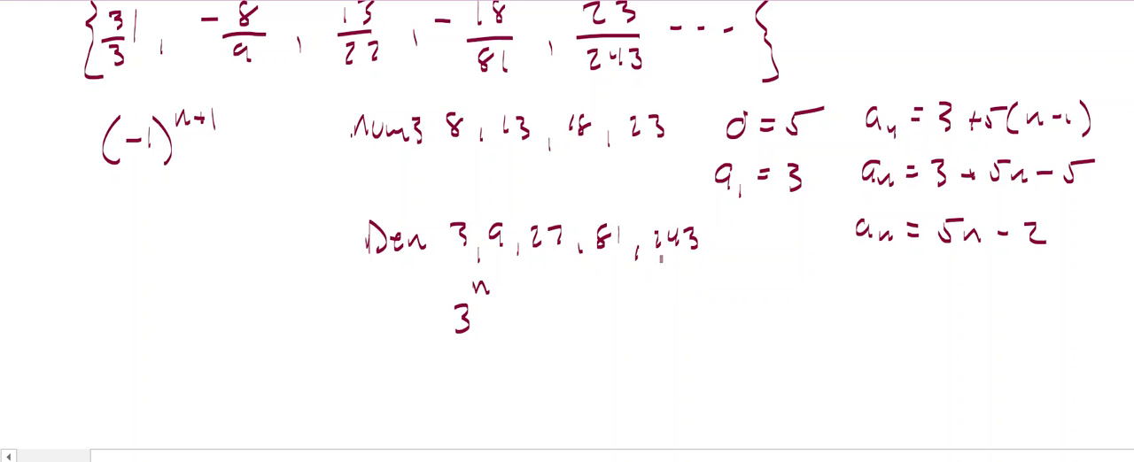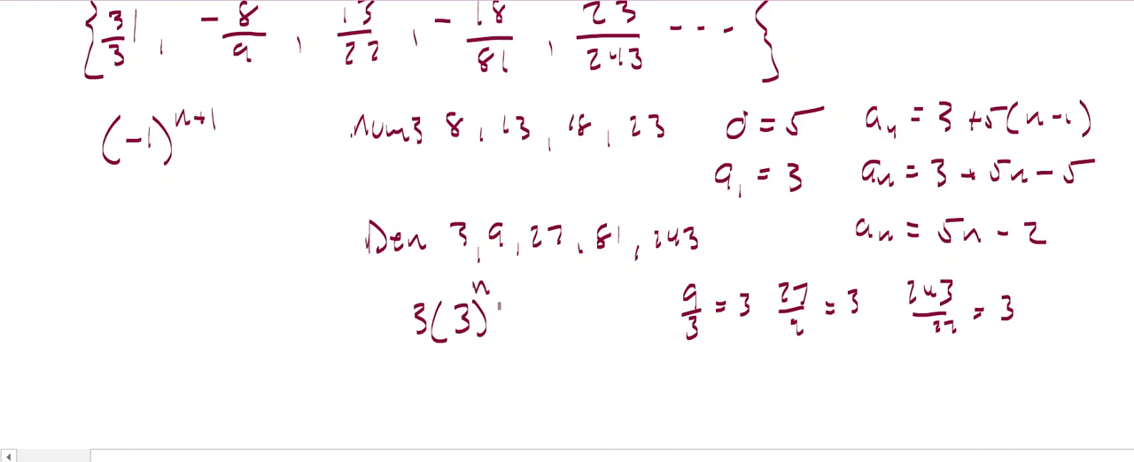If you take each term, 9 divided by 3 is 3. 27 divided by 9 is 3. 243 divided by 27 is 3. Okay, so the first term of the geometric is 3. So we have a 3 times 3 to the n minus 1 to write this in the correct notation.